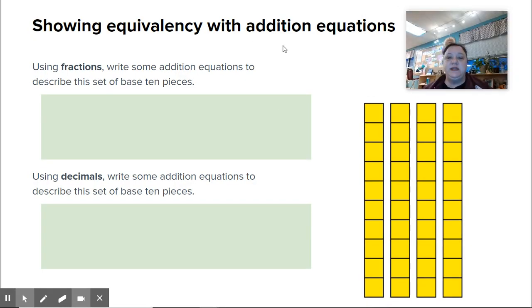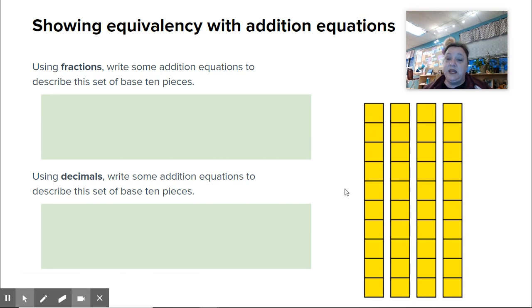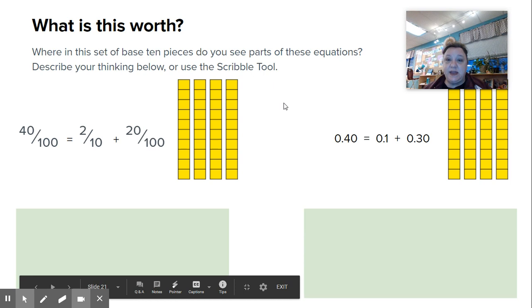Showing equivalency with addition equations. Use fractions, some addition equations to describe this set of base 10 pieces. You could say something like 1/10 plus 1/10 plus 1/10 plus 1/10 for addition. Using decimals, show me what 1/10 looks like. 1/10 plus 1/10 plus 1/10. It would be like if you're adding dimes. Same thing through these. Do your best.